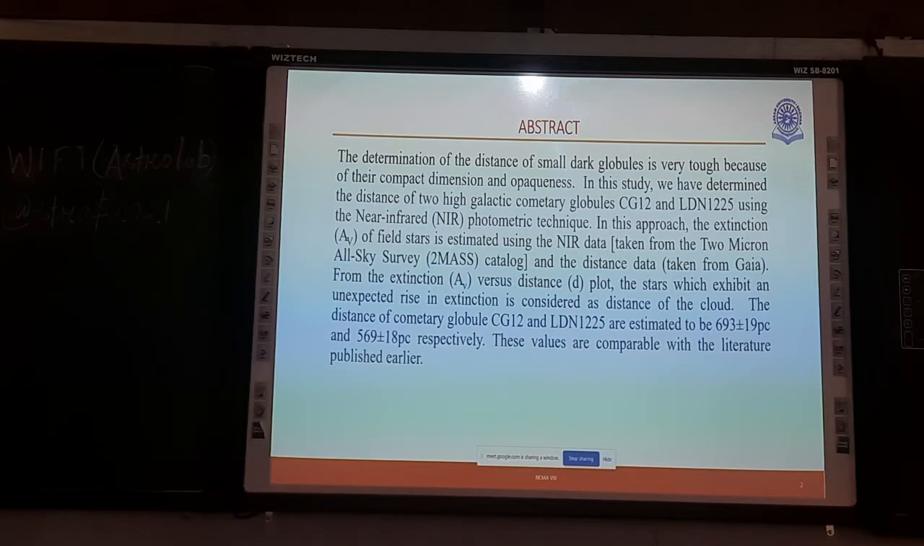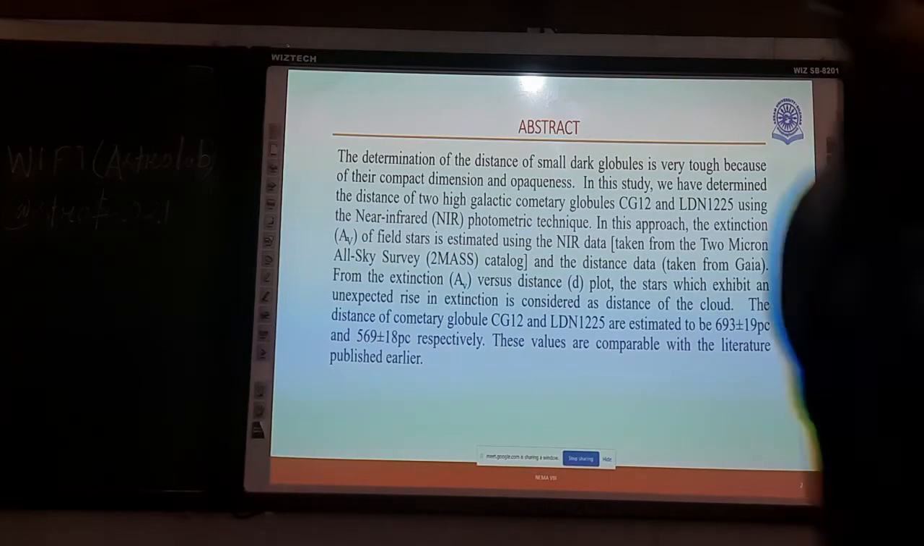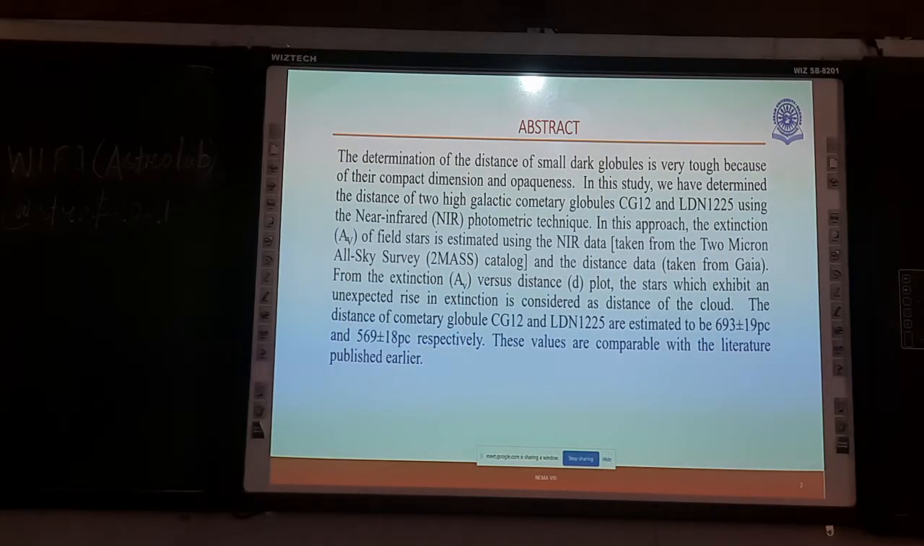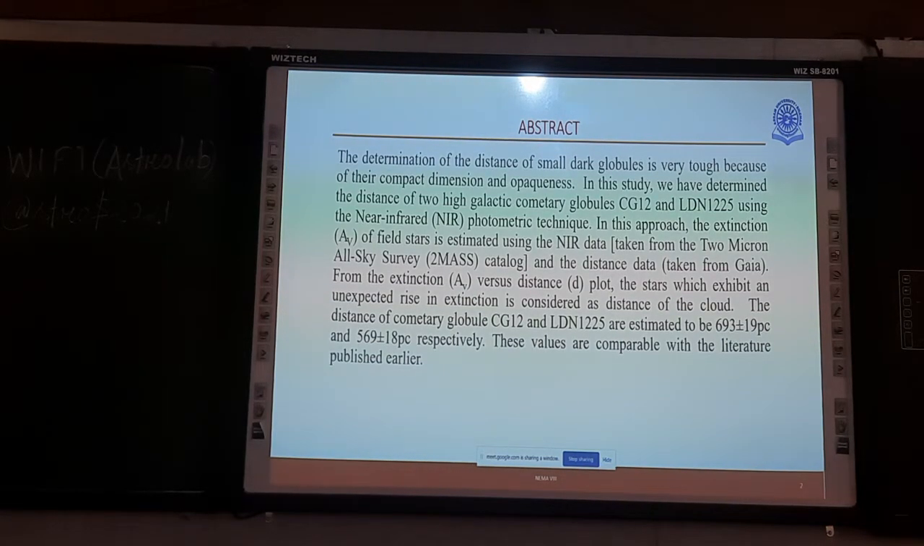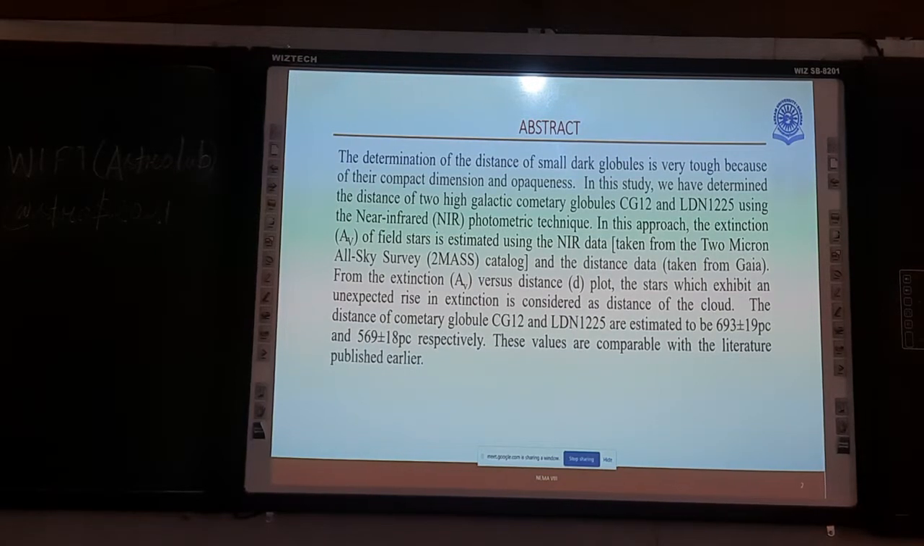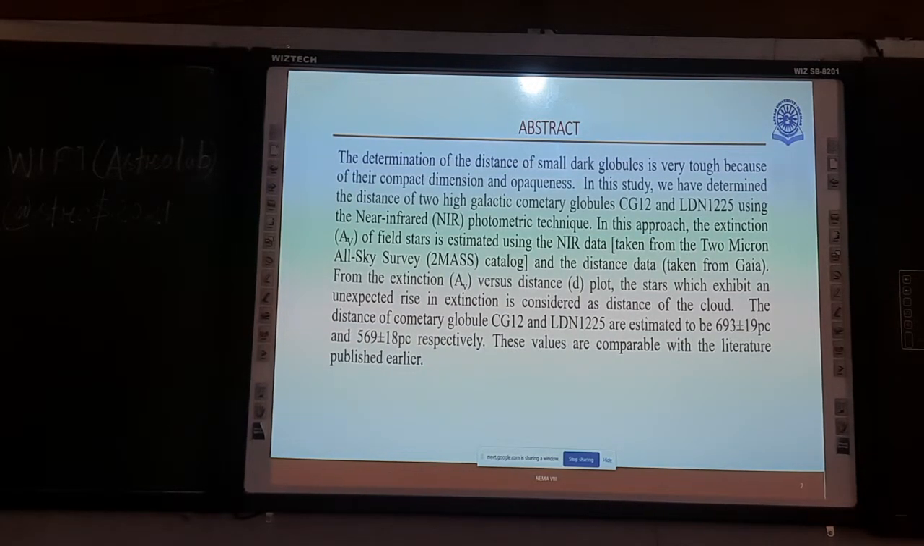After that, we have drawn the picture of extinction versus distance, and there is a sudden rise in extinction, which is called the distance of the cloud. With the help of this technique, the calculated distance of CG12 is 693 plus or minus 19 parsec, and the distance of LDN1225 is 569 plus or minus 18 parsec, and these values are comparable with the literature published earlier.